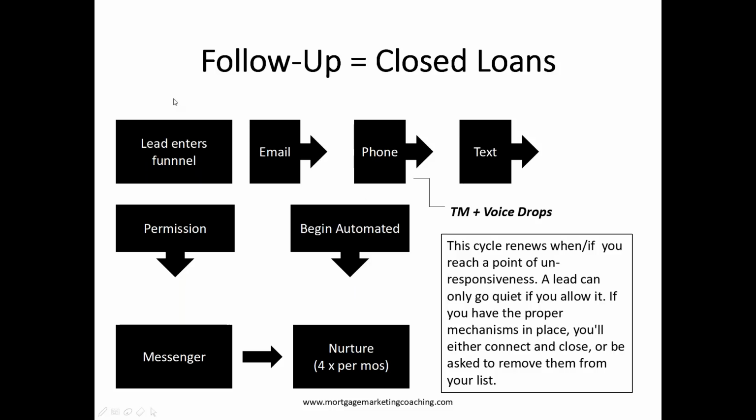So we have the combination of your traditional methods plus the newer methods, such as bolting on a voice drop or text messaging or a telemarketer. Combine that with the newest service. I just started doing this in 2017. This is a relatively new service by Facebook, 4 times a month. So this cycle renews if you reach a point of unresponsiveness. What do you do when you look at your database and say, well, I got this many applications and this many closed loans from it? That's awesome, but there's still 80% of my database who's not responding. Well, guess what?